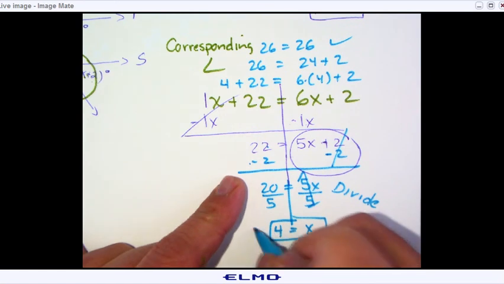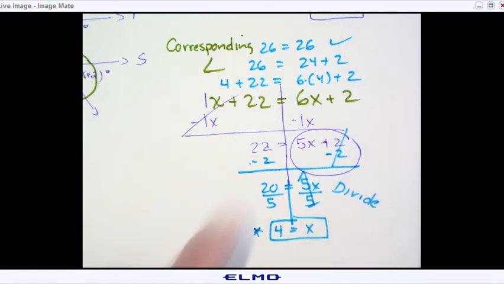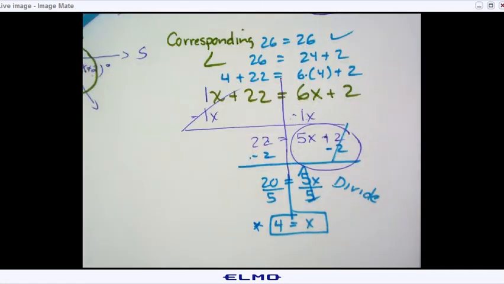But my answer is not 26. My answer is 4. The 4 will make it balance. And that's it. That's all we're doing. Very, very easy. Okay?